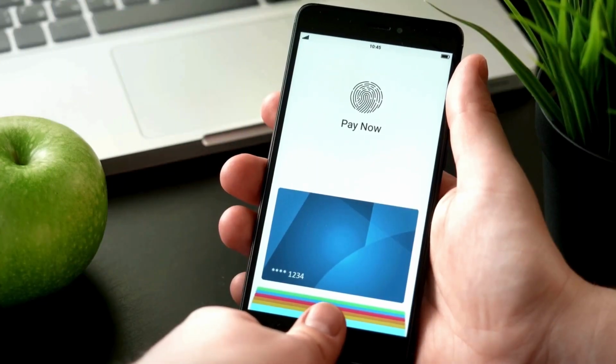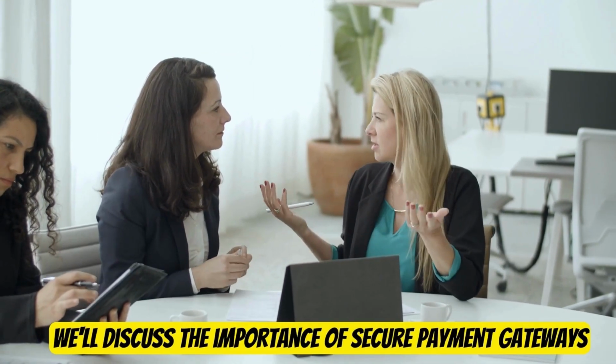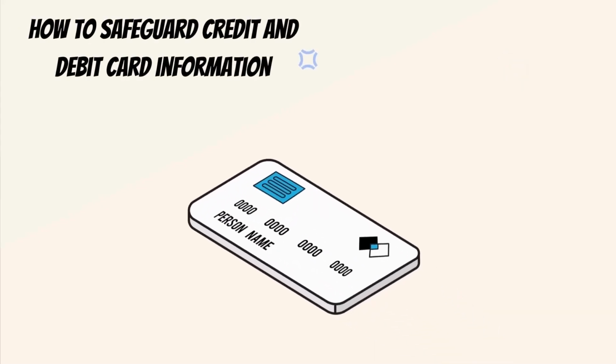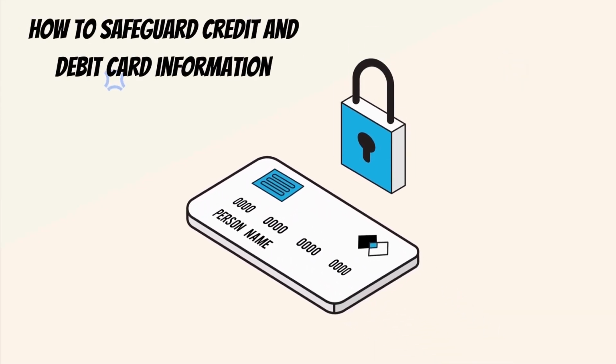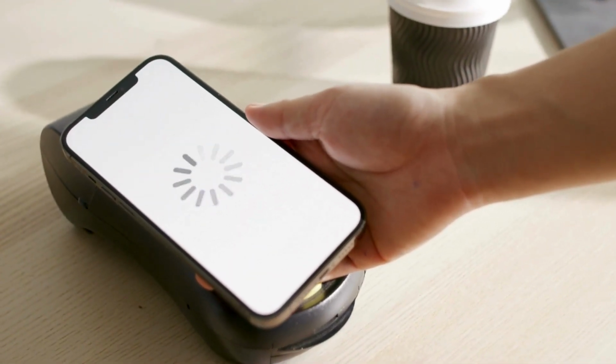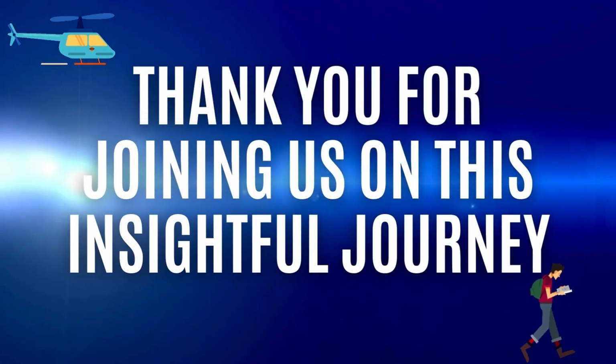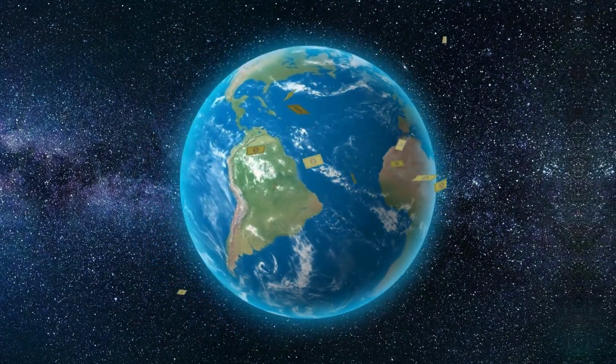Building a secure payment gateway. Security is paramount in payment processing. In this section, we'll discuss the importance of secure payment gateways, the role of encryption, and how to safeguard credit and debit card information. Understanding the technical aspects of a secure payment processing system is crucial for both merchants and customers.